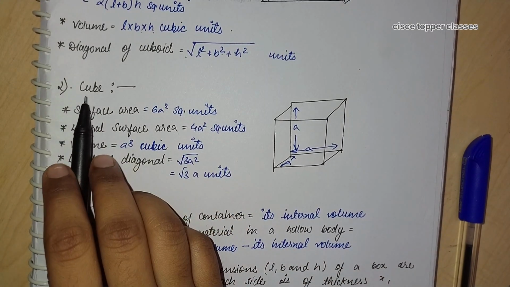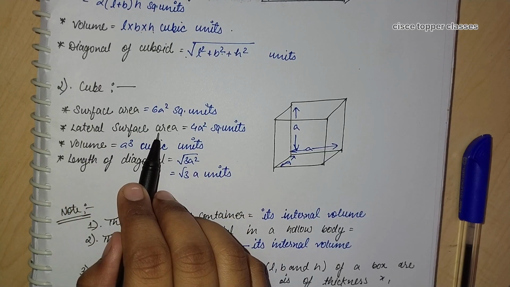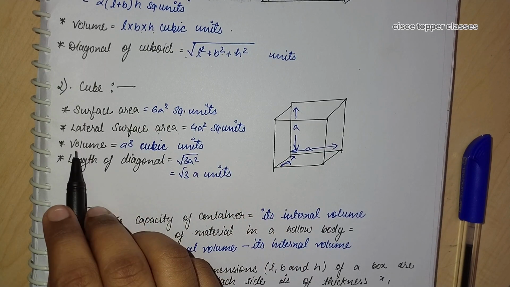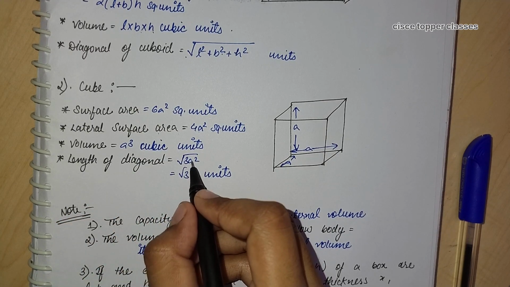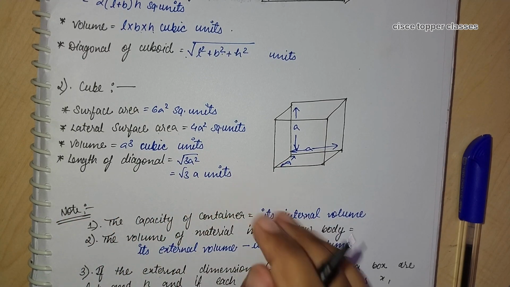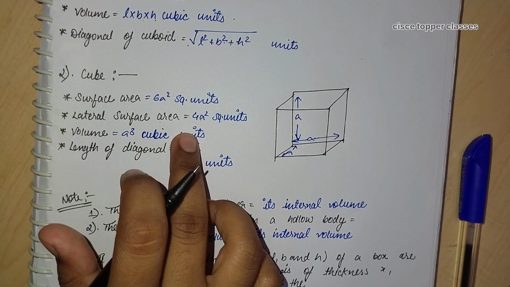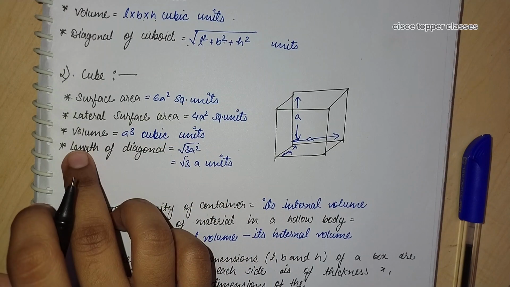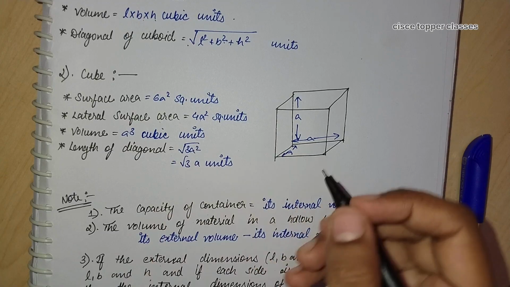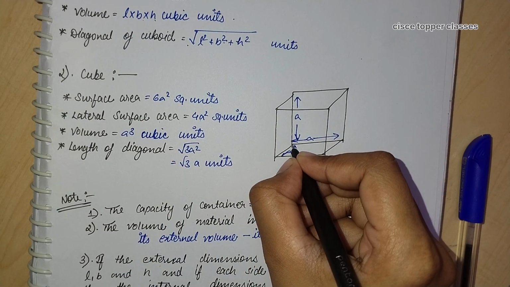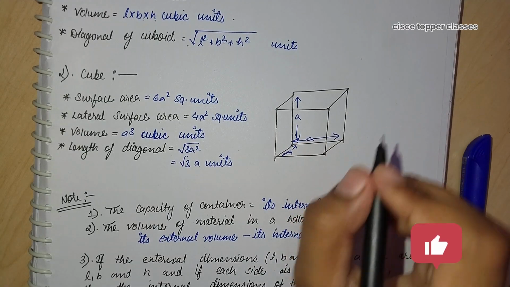Now if you want to find for a cube, then the surface area will be 6a square units, lateral surface area will be 4a square units, volume will be a cubed units, and the length of the diagonal will be under root 3a square, that is, root 3 a units. So these are the formulas for a cube. This will be the surface area. This will be the lateral surface area, meaning the area of the four walls. Then volume, the space enclosed by the cube inside, and the length of the diagonal, the line going from one corner of the cube to another corner of the cube.